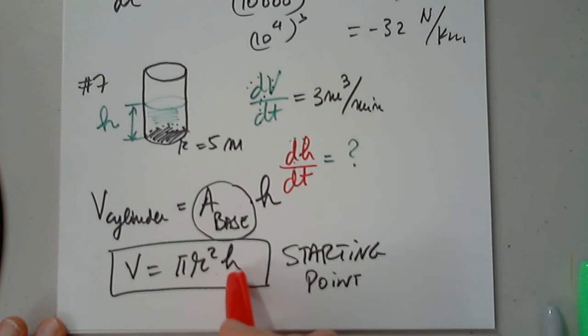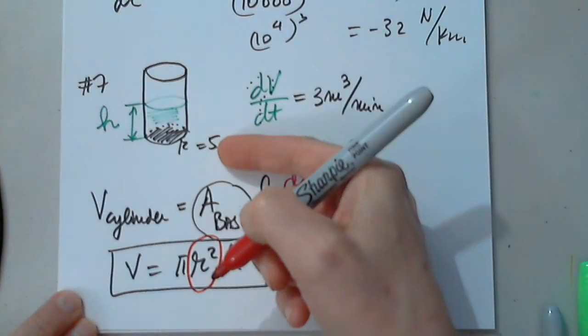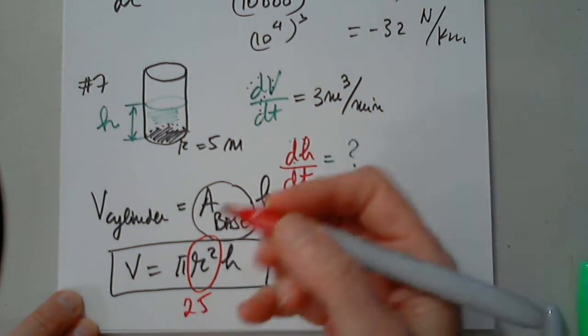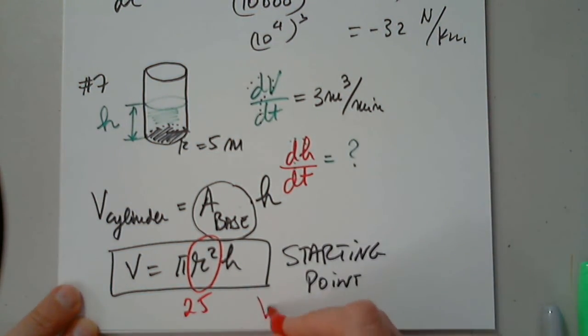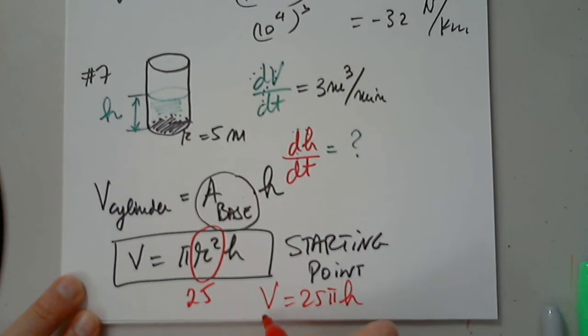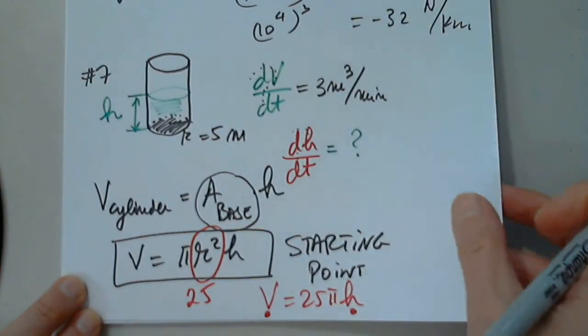Do they all change with time? The radius doesn't change? Excellent. So the radius is 5, because it's squared, 25. Awesome. So then V equals 25 pi h. So I'm going to put a dot underneath V because it's a function of time, and I'm going to put a dot under h because it's a function of time. And now we're ready.